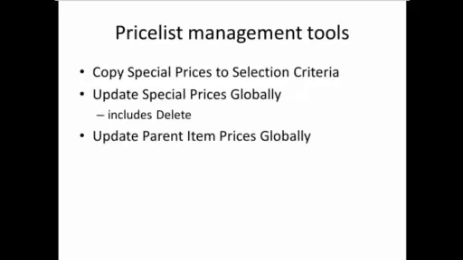So I showed you a bit about the price list management tools. You can copy special prices to selection criteria. We're running out of time, so I'm not going to go into too much detail. But there are free tools that are available to use. The update special prices globally lets you selectively delete special prices as well. It's likely handy. And update parent item prices globally. I recommend certainly that you would play with these, and definitely not on production. Do it on a test system. Anytime you're going to make broad, sweeping changes, definitely test. And ideally, make a backup as well. A good idea, in case something goes terribly wrong.